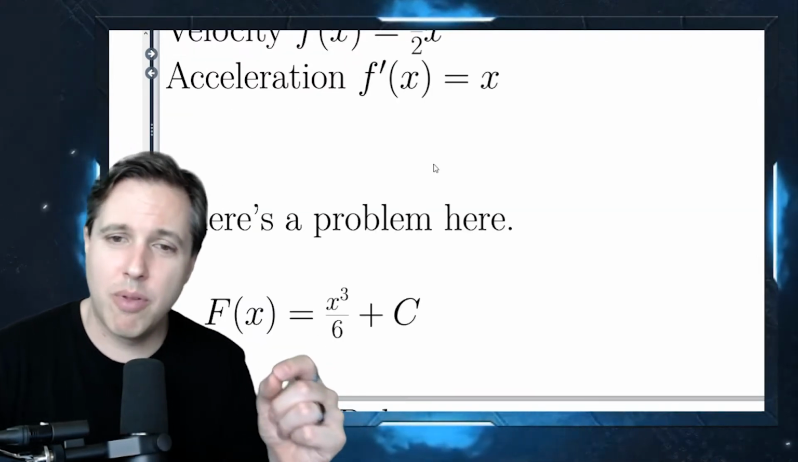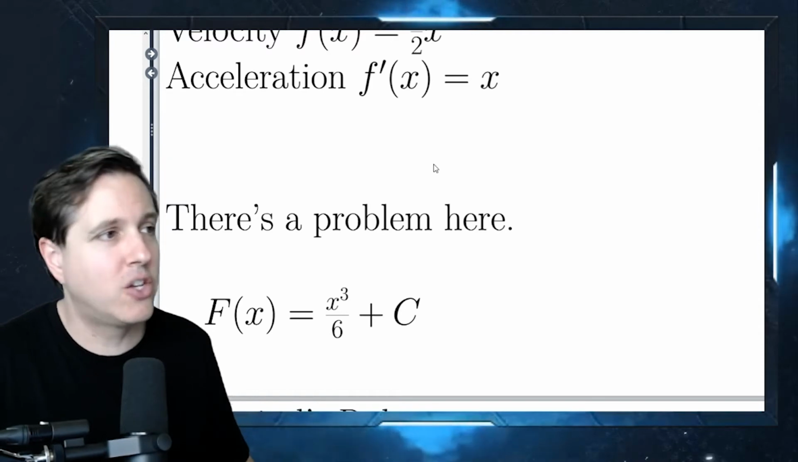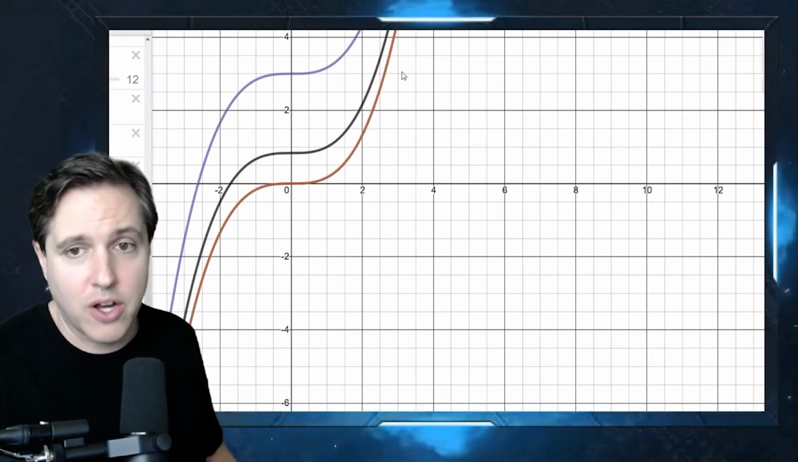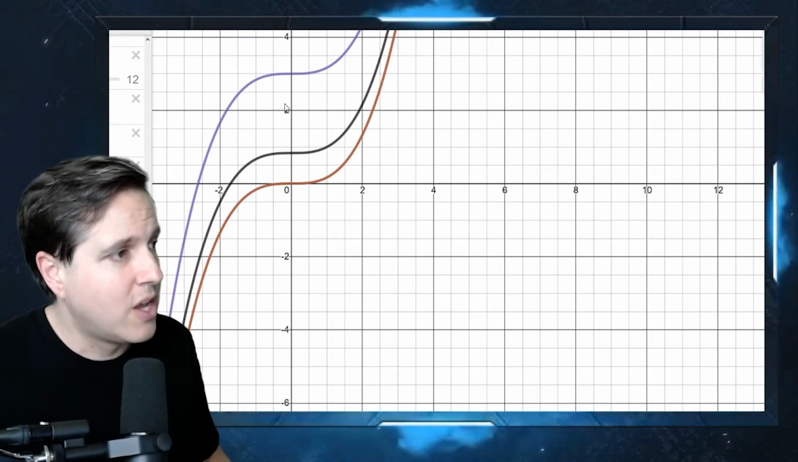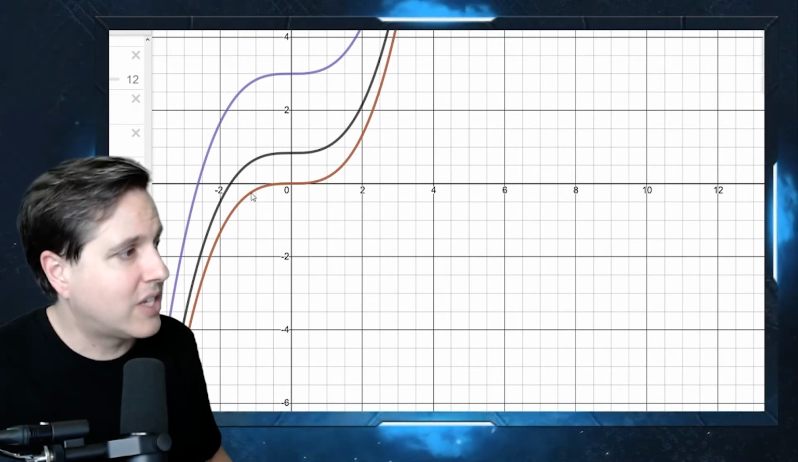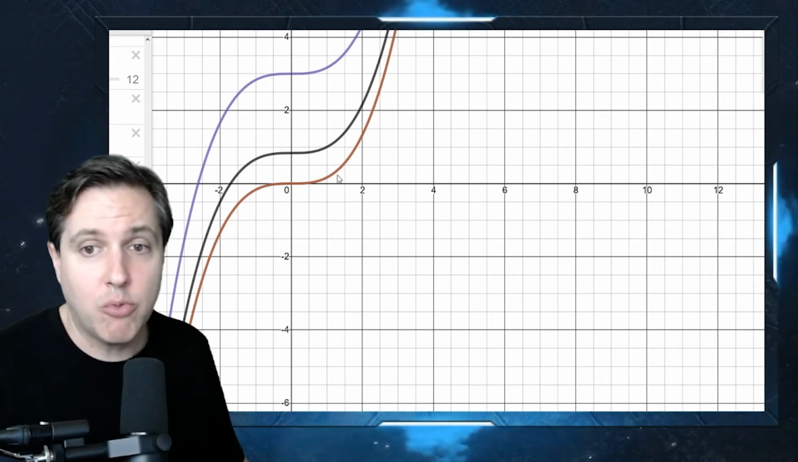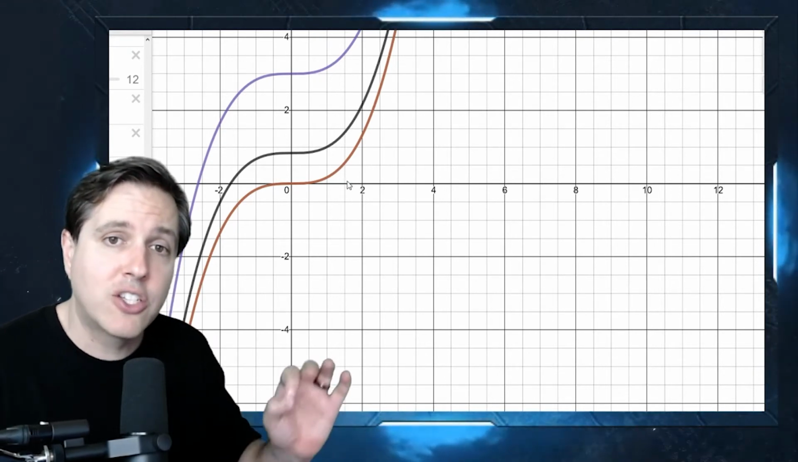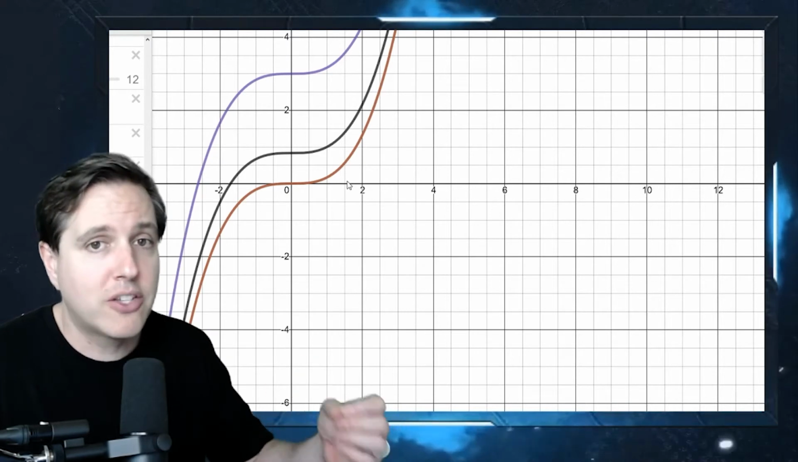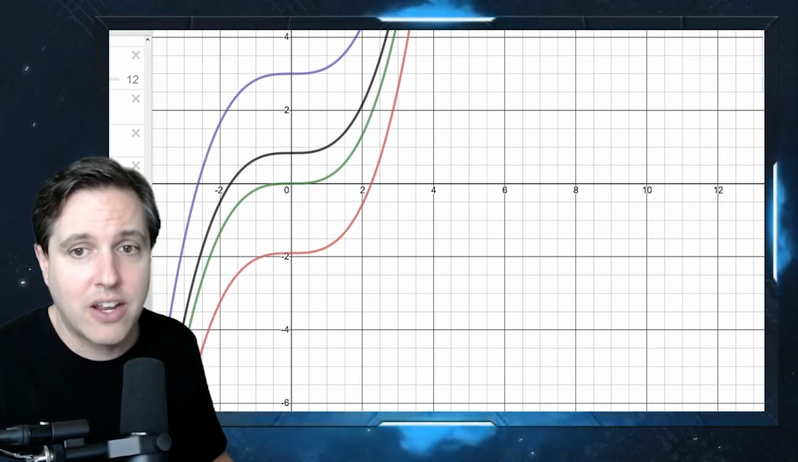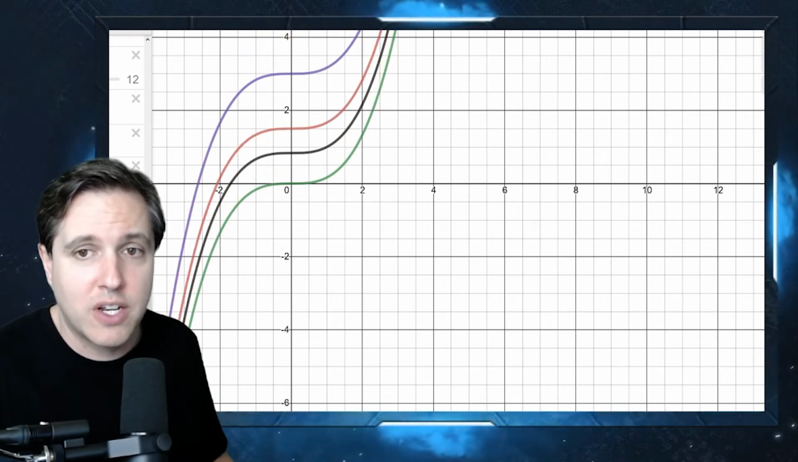Okay, but there's a problem here. We haven't quite found the antiderivative yet. So let's take a look at our graphs. So here's some functions. So here's x cubed over 6. So we've got some different functions that are being displayed here. And they're all versions of x cubed over 6 plus or minus some value, plus or minus some constant. All of these are identical. They're just being shifted up and down.